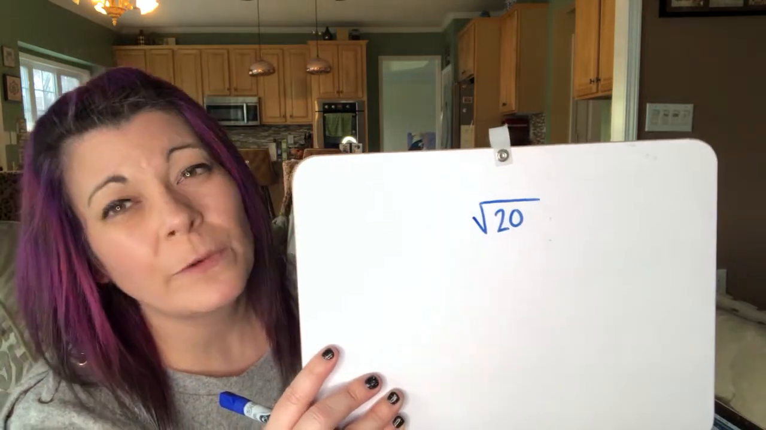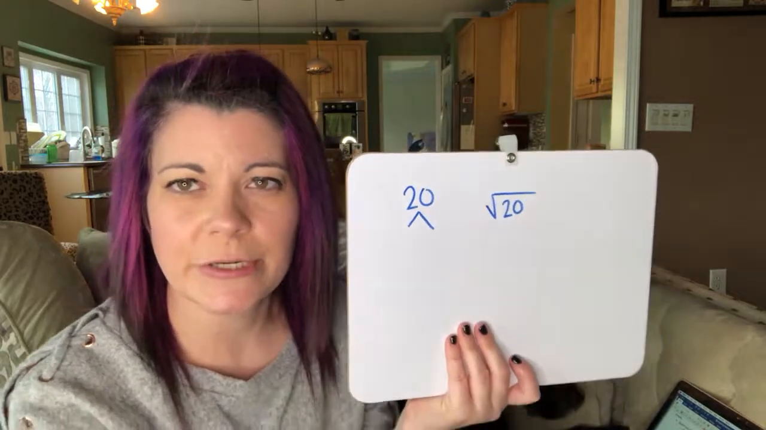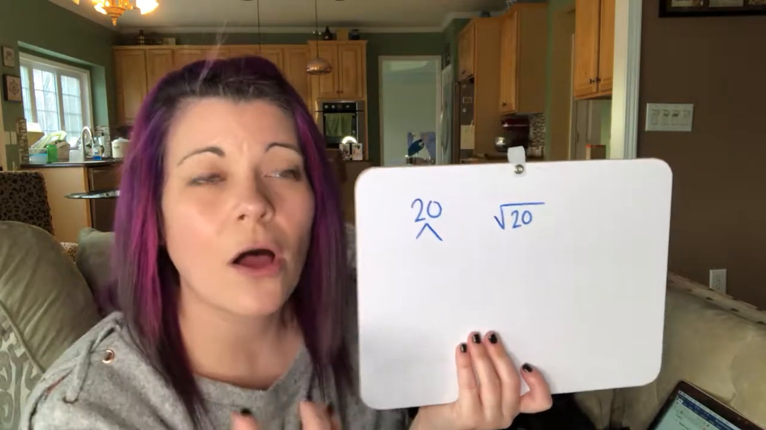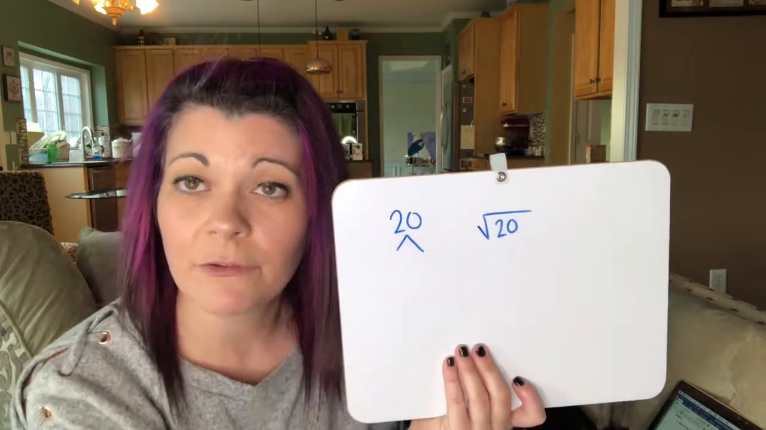But how do we really simplify it so it can be its exact value? What we're going to do is review something called the prime factorization tree. The prime factorization tree brings it down to its prime factorization, its prime factors that when you multiply them together will give you 20.